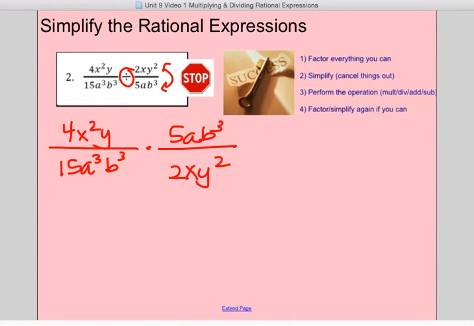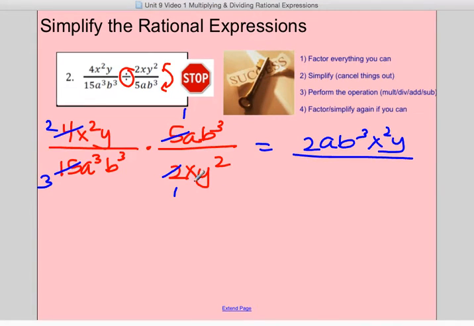Then let's simplify. Looking at my numbers, I have 5 and 15, which is 1 and 3. They're both divisible by 5. 2 and 4, 1 and 2, both divisible by 2. So now I'm going to rewrite it. 2 times 1 is 2, and then I'm just going to write them in alphabetical order. So I would have a b to the third x squared y over 3 times 1, so 3. Then I would have a to the third b to the third x y squared.